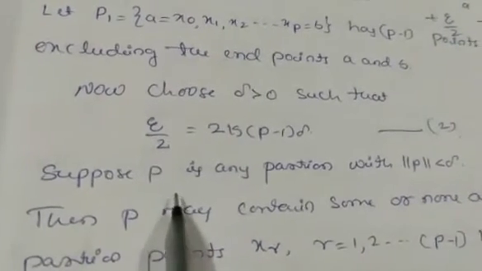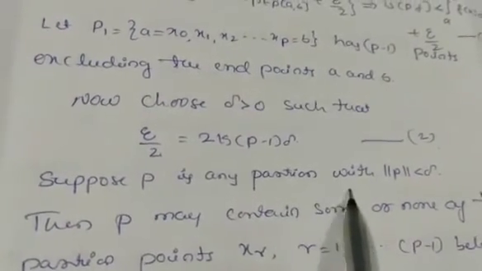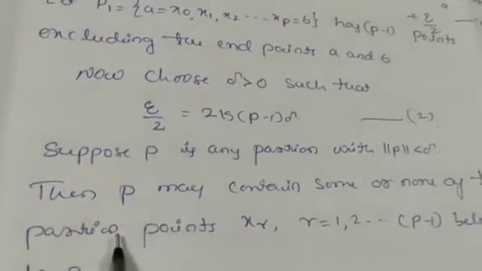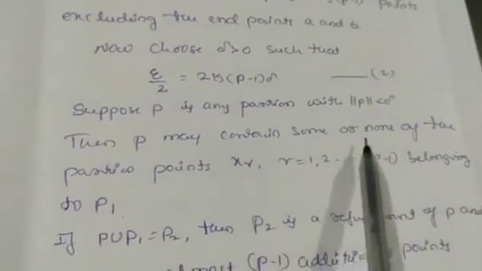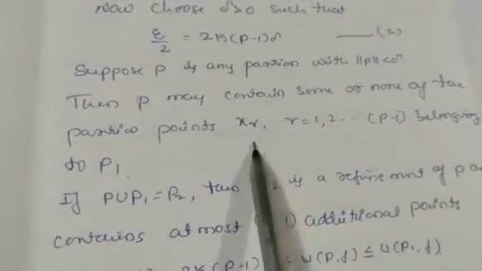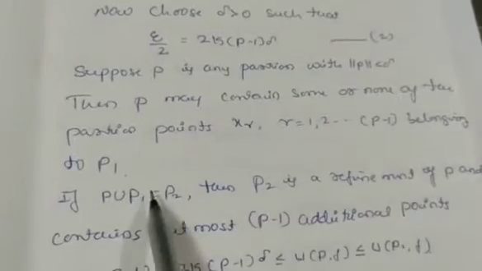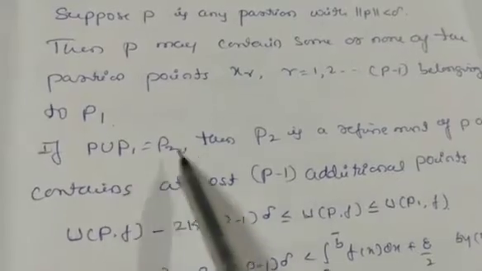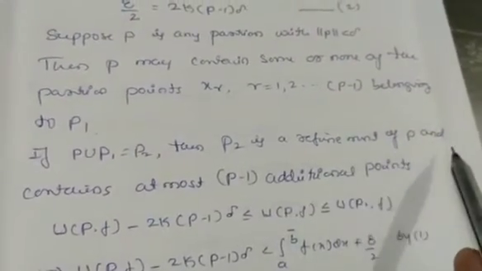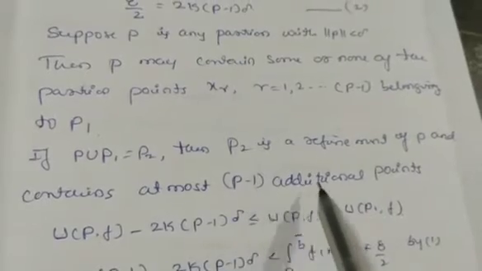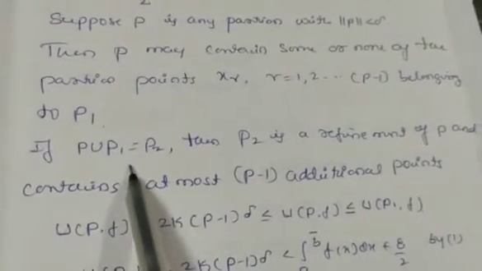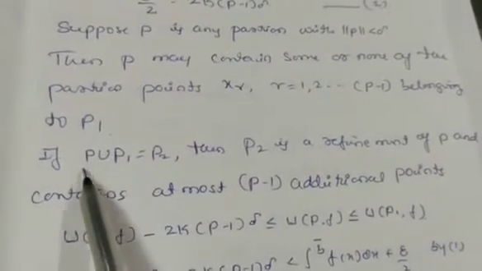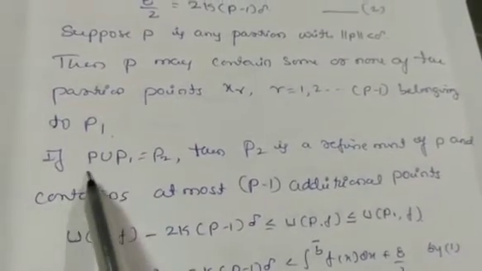Now suppose P is any partition with norm P less than delta. Then P may contain some or none of the partition points x_r, r equal to 1 to p minus 1, belonging to P1, but it may or may not contain them. So if P union P1 is equal to P2, then P2 is the refinement of P and contains at most p minus 1 additional points. Here P union P1 means the combination of both, the collection of all the points of P and P1. So it contains at most p minus 1 additional points other than P.